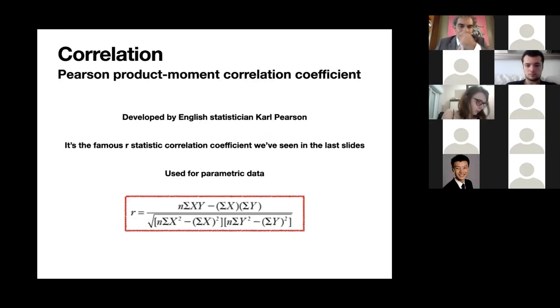Okay. Now, what's Pearson? Pearson product moment correlation coefficient is the full name. This is only the R I told you before. The correlation coefficient, or R, is the Pearson correlation coefficient, because we are working with parametric data. This was developed by English statistician Karl Pearson. Okay, it's the famous R statistic correlation coefficient we've seen in the last slides. It's used for parametric data. This is the formula. I'll not go into it because we don't have time.